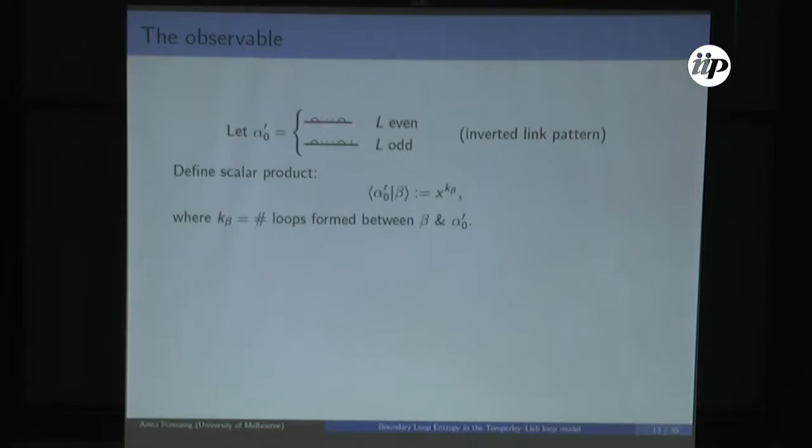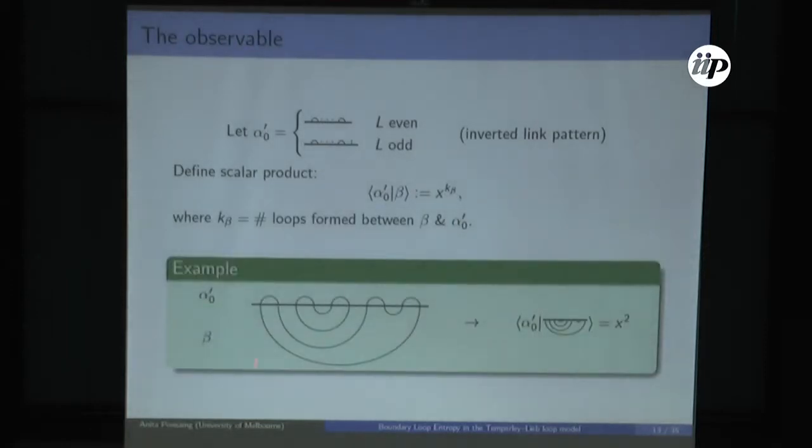There's an obvious way to put this inverted link pattern together with a standard link pattern. That's just to take the one and put it on top of the other. And I'm going to define the scalar product to be x to the number of closed loops that this forms. So as an example, take this link pattern beta, put alpha naught on top of it, and this forms two closed loops. So the scalar product is just going to be x squared.